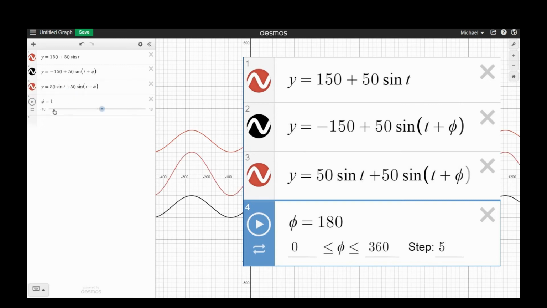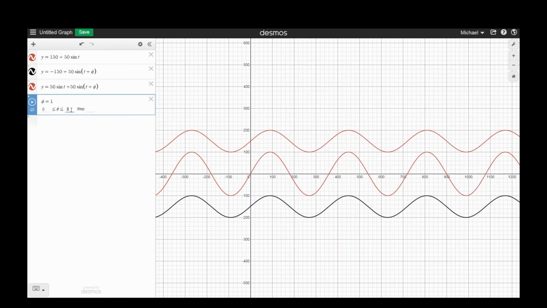Okay? And we can set this slider. Now this is degrees, right? So we want to change the range of the slider. Did you see what I did? I clicked the range. We want it to go from 0 to 360 degrees. And what step shall we take? Let's do 5 degree steps.